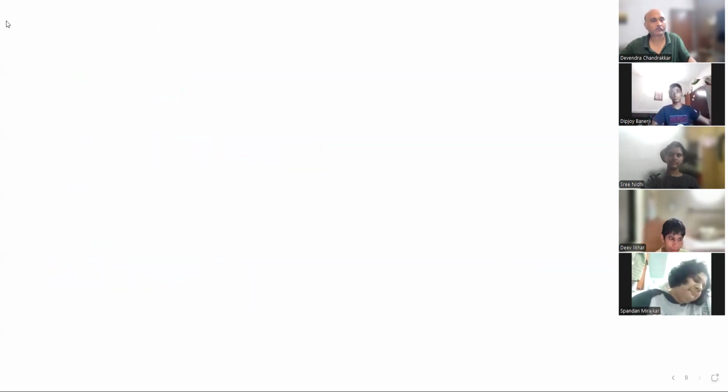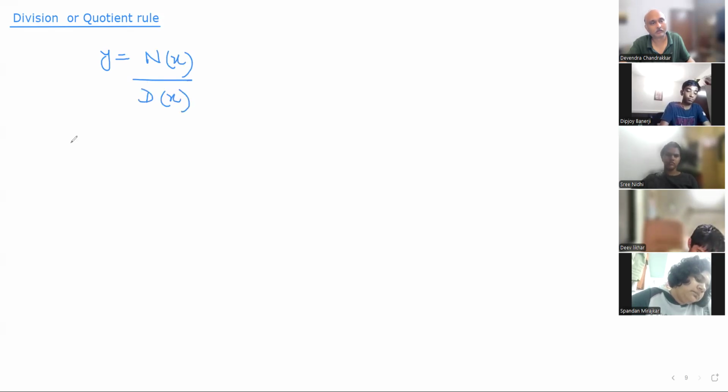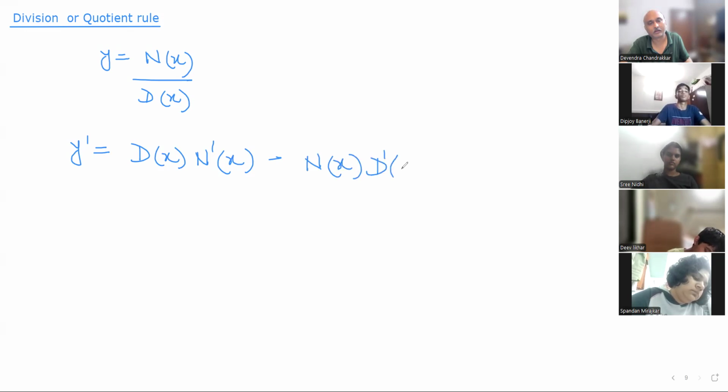First product rule. Next one is division rule. It is also called the quotient rule. Okay? So I will write n as numerator and d as denominator. So y dash will be keep denominator as it is, differentiate the numerator, minus keep numerator as it is, differentiate the denominator, divided by d of x whole square.